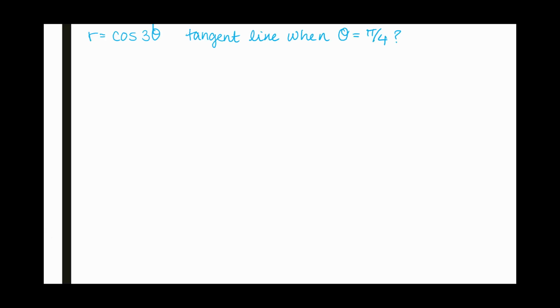Let's consider the polar curve r equals cosine of 3 theta and find the tangent line when theta equals pi over 4. We'll find that tangent line in Cartesian coordinates because I think that'll be a little easier. I'll show you the image after we work through just the algebra of this problem.